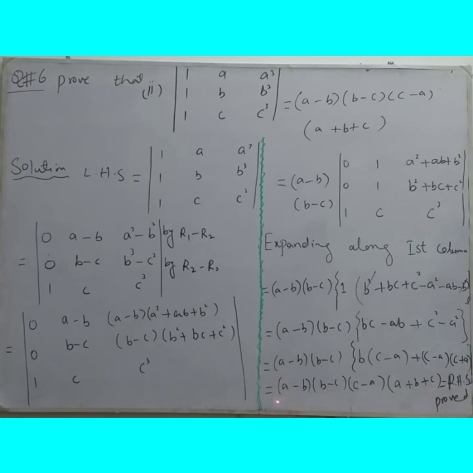So finally we got the result for the right hand side, that is a minus b, b minus c, c minus a, and a plus b plus c, which is the required right hand side. So it is proved.